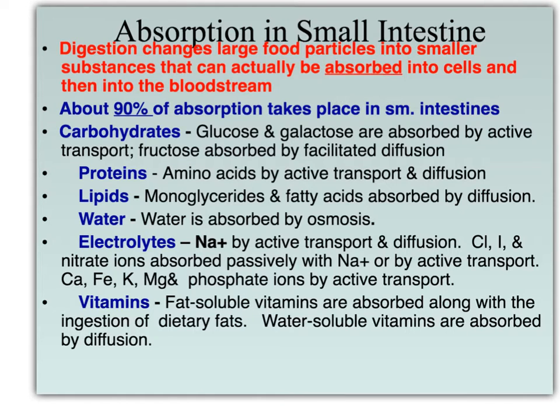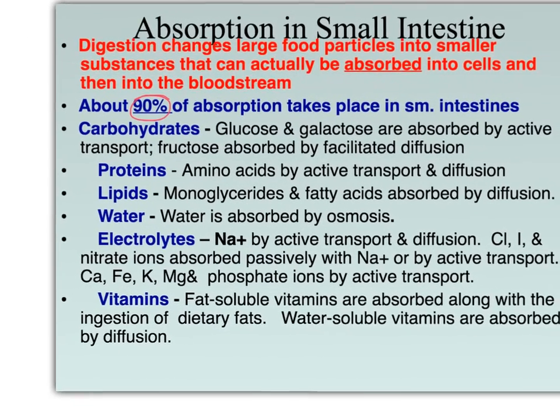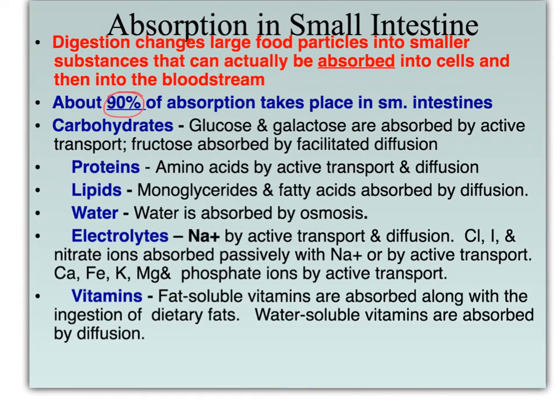So, like I said, the small intestine is all about absorption. We have to digest the food to make it small enough so that it can actually get into the bloodstream. Most of the absorption in the body, 90% of it, takes place in the small intestine. So there are many different ways that cells transport products into their cells, and we went into them extensively in your baby bio classes.